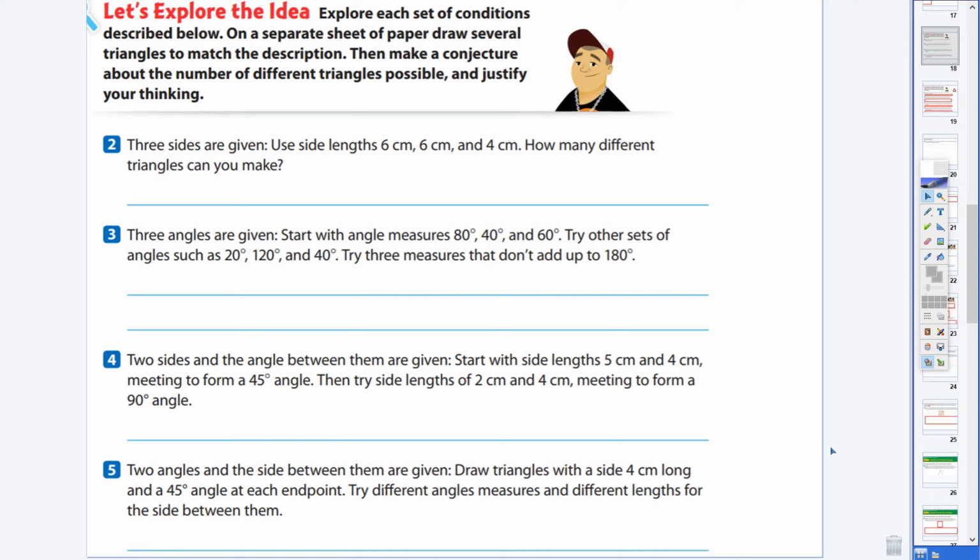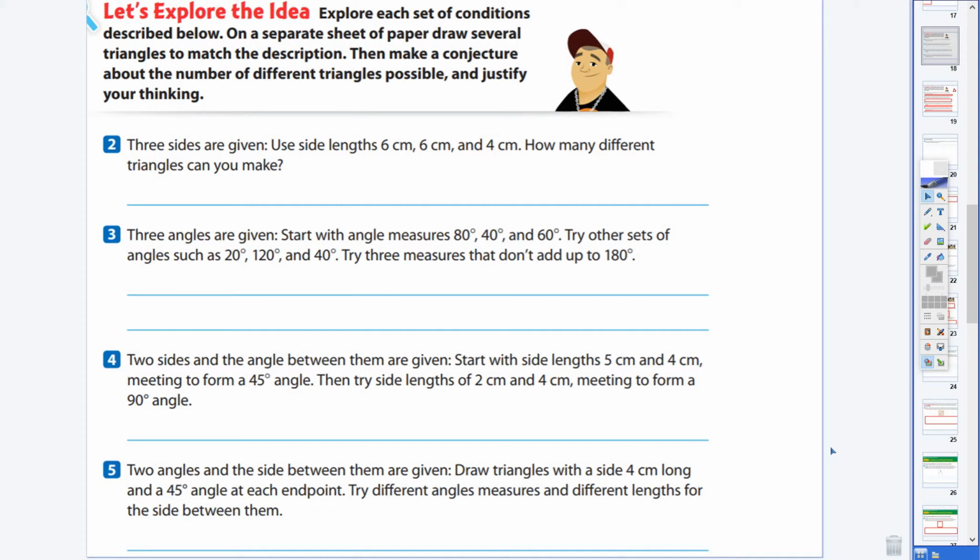Problem 5. 2 angles and the side between them are given. Draw triangles with a side 4 centimeters long and a 45-degree angle at each endpoint. Try different angle measures and different lengths for the side between them. There is also problem 6, but we'll come back to that after.